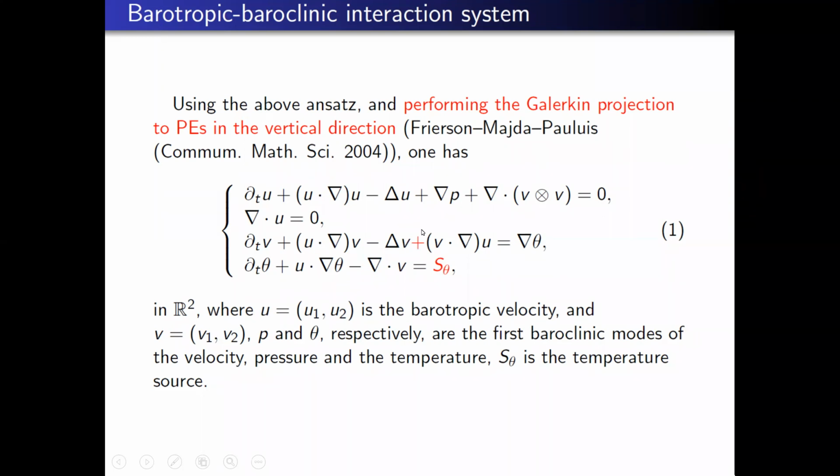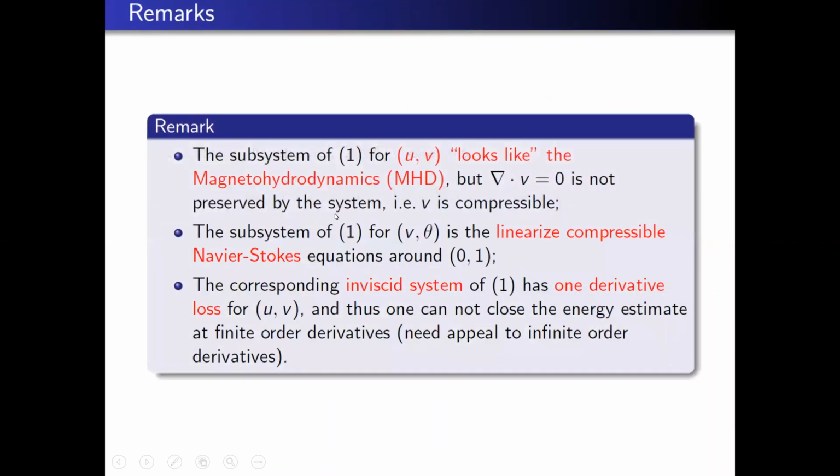Notice that I put the plus with red sign, because if this was a minus sign and I look at the first two equations but drop the temperature, this would be exactly the 2D MHD equation, where V is like the magnetic field. And therefore, with viscosity, we know that you have global existence and uniqueness. So let us see what you're having. This subsystem looks like the magnetohydrodynamics equation, but div U equals 0 is not preserved, namely the div of B is not preserved. Many people make a mistake when they write the magnetohydrodynamic equation. They write the system and put div of B equals 0.